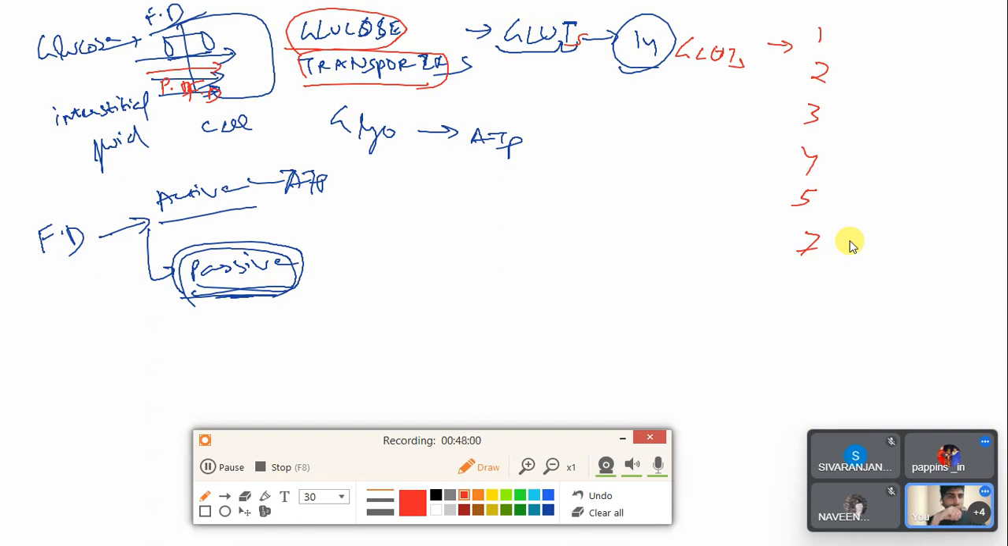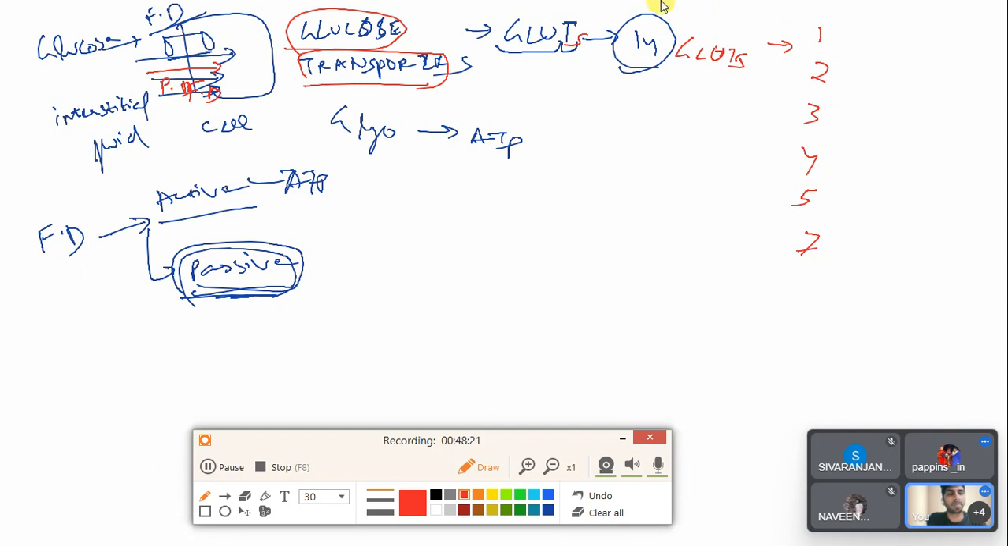So now we'll be studying the GLUTs. So there are 14 types of GLUTs, and the major ones are 1, 2, 3, 4, 5, 7.